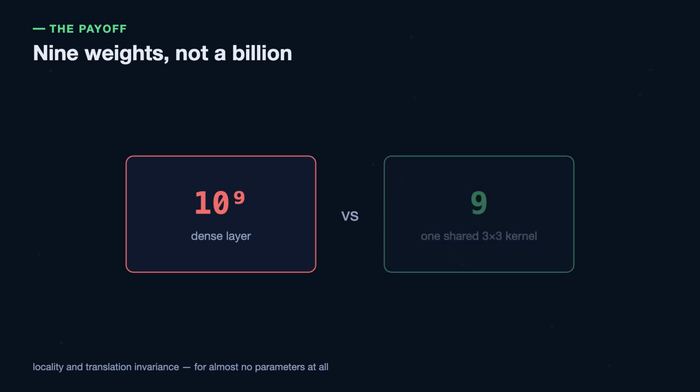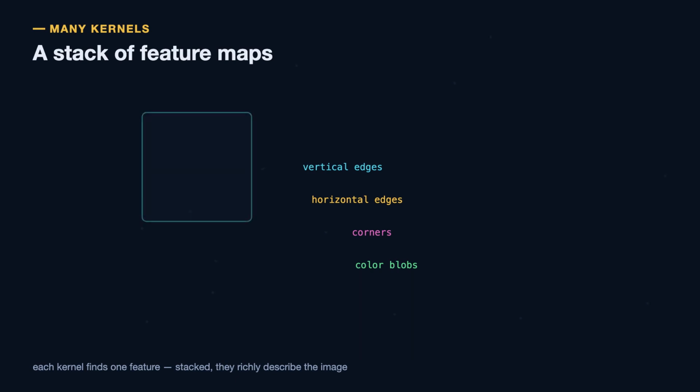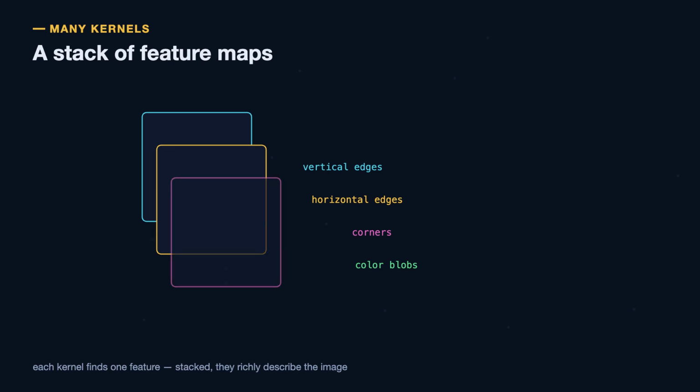Here is the profound payoff. The same 9 weights are reused at every single position in the image. 9 numbers, not a billion. And because the kernel is shared, a feature is detected identically no matter where it sits. Locality and translation invariance both achieved for almost no parameters at all.